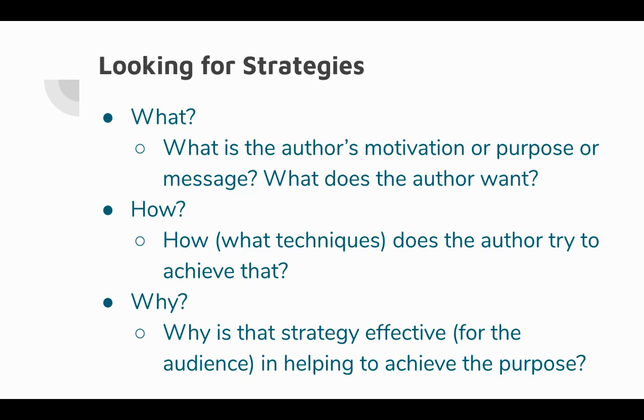We'll take a look at Taylor Swift, and we'll talk a little bit about how her motivation might differ from what she wants in a little bit. Okay, so first of all, what's the motivation or purpose? And then how? What techniques is the author using to achieve that? How does the author use language in order to get what he or she wants? So then the other thing that we talk about is why: why is that strategy, or the how, effective for the particular audience that the piece is intended for in order to achieve the purpose.